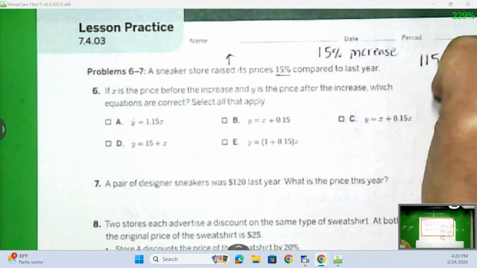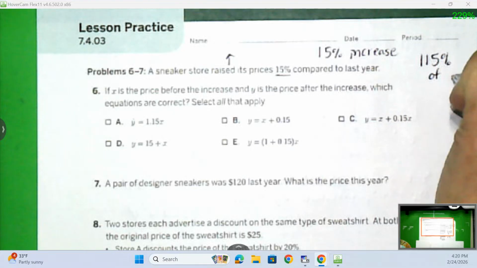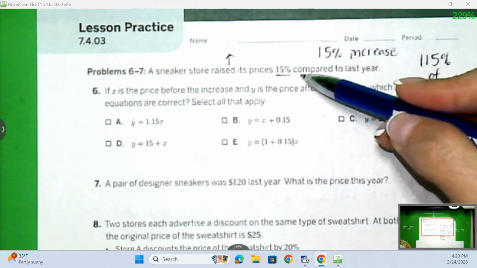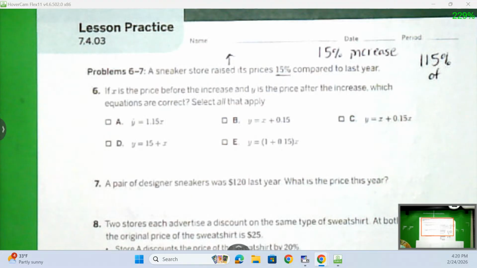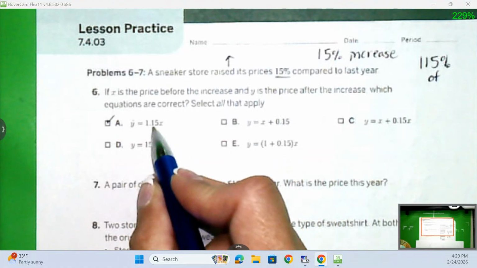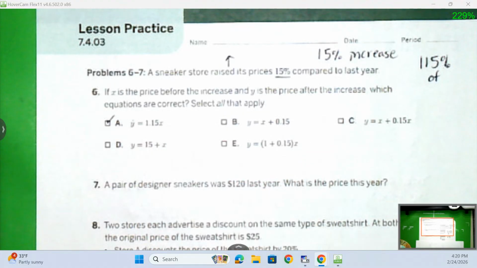That would be 115% of the original cost of the sneaker, because you're going to add the 100%, the price for it, plus the 15% increase. So then based on that, we have to look at our options here and see which ones would be 115% of the original cost. A would work because there's your 100% plus your 15%.